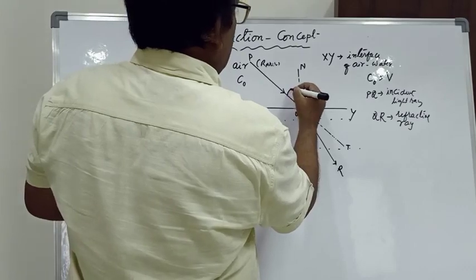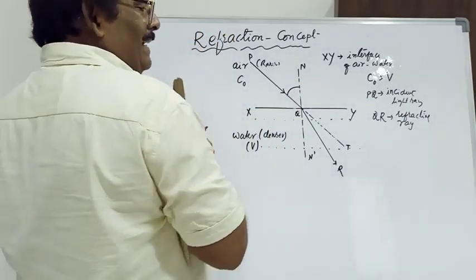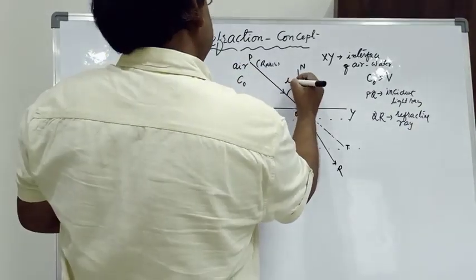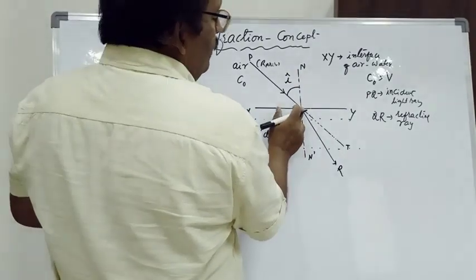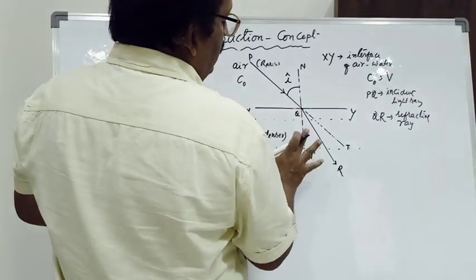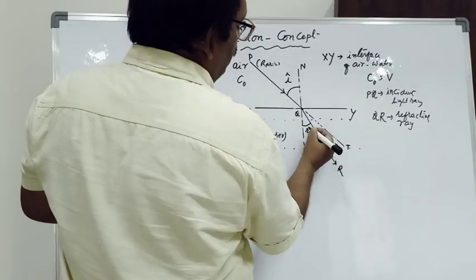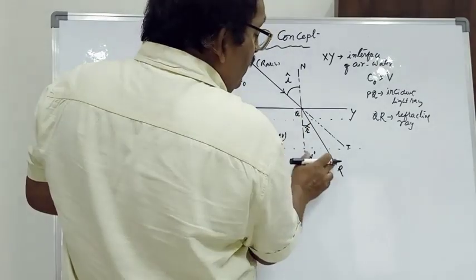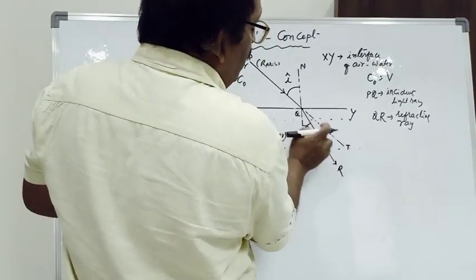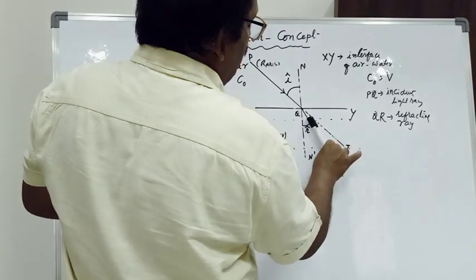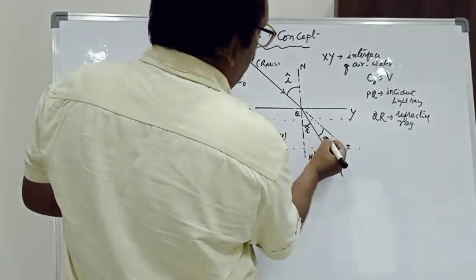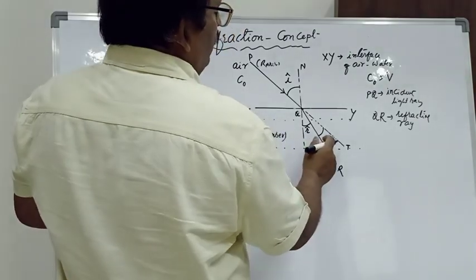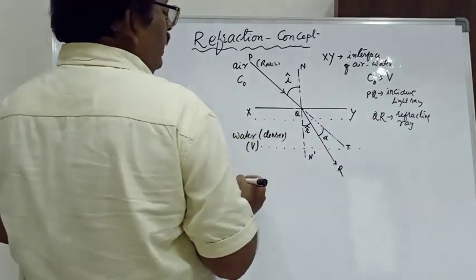Now regarding the angles. The angle made by the incident ray with the normal is called the angle of incidence. The angle made by the refracting ray with the normal in the denser medium is called the angle of refraction. And the deviation suffered by the ray from its original direction, this is the original direction, this is the deviation suffered, is called the angle of deviation. Let us calculate it after knowing the laws of refraction.